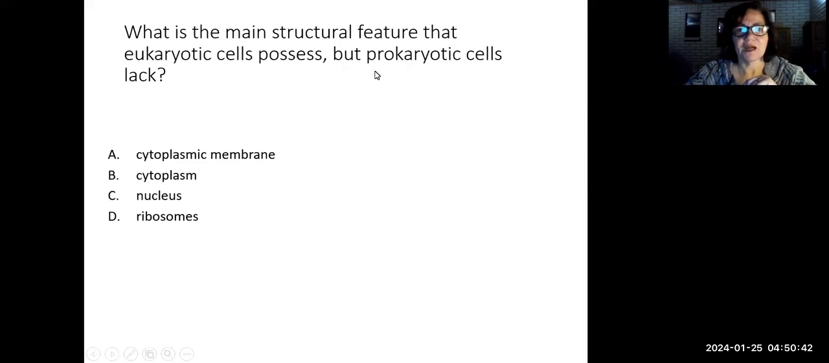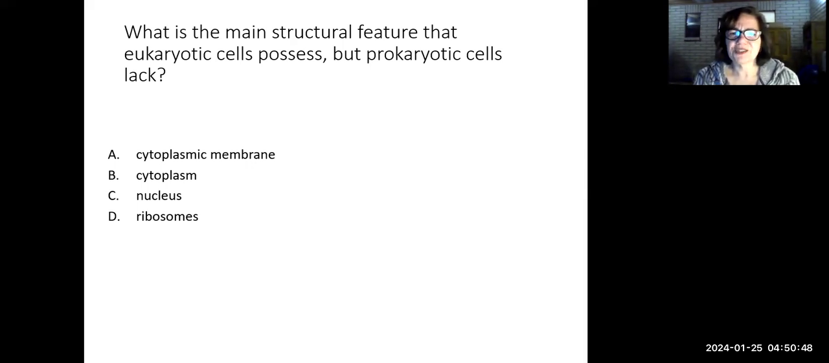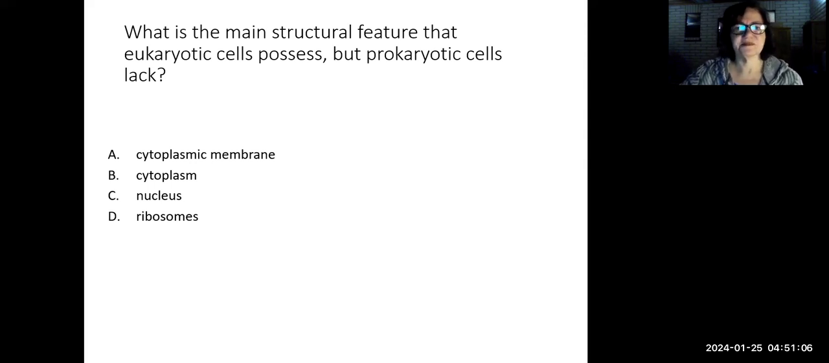All right, a couple of questions for you, reviewing some material from chapter 1. What is the main structural feature that eukaryotic cells possess, but prokaryotic cells lack? You can pause your recording. And welcome back. Here are the options: A, cytoplasmic membrane; B, cytoplasm; C, nucleus; D, ribosomes. And if you thought to yourself the difference is C, the nucleus, you are correct.